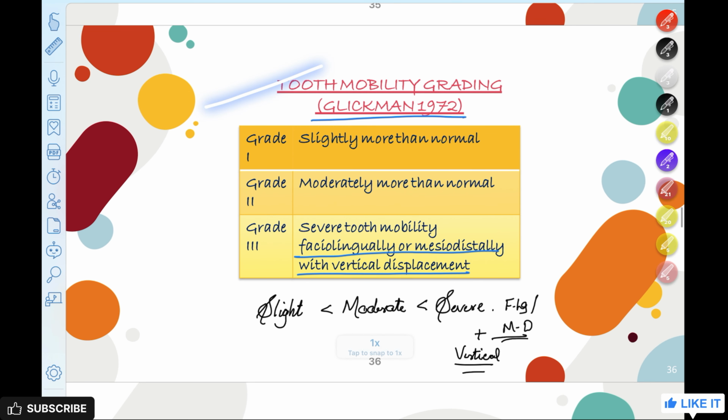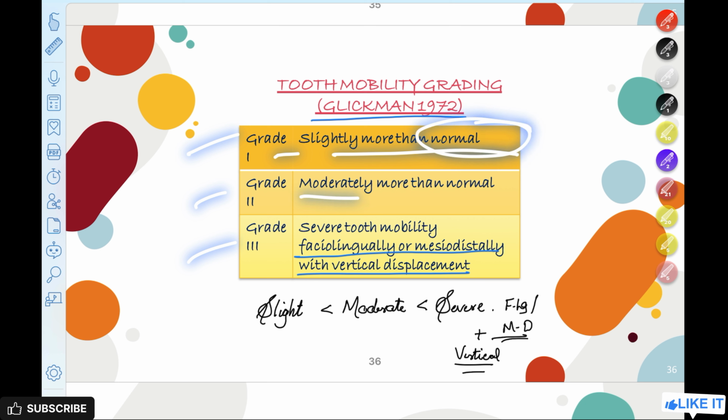The next classification we have is Glickman's classification, 1972. Grade 1, grade 2, grade 3. Grade 1 is slightly more than normal, that is physiologic mobility. Grade 2 is moderately more than normal. Grade 3 is severe tooth mobility, faciolingually or mesiodistally with vertical displacement.